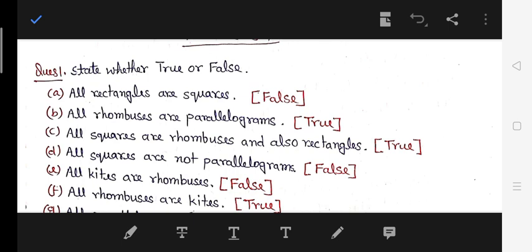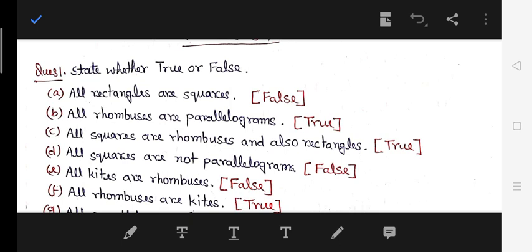Third, all squares are rhombuses and also rectangle. So here square. Square is a quadrilateral in which all the sides are equal and all the angles are 90 degree. Now what is the definition of the rhombus? According to the definition of the rhombus, a quadrilateral in which all the four sides are equal, that is called the rhombus. So square is also a quadrilateral in which all the four sides are equal. It means all the squares are rhombus.